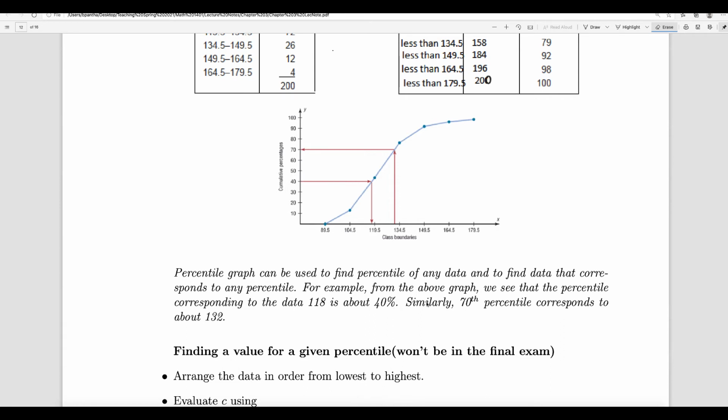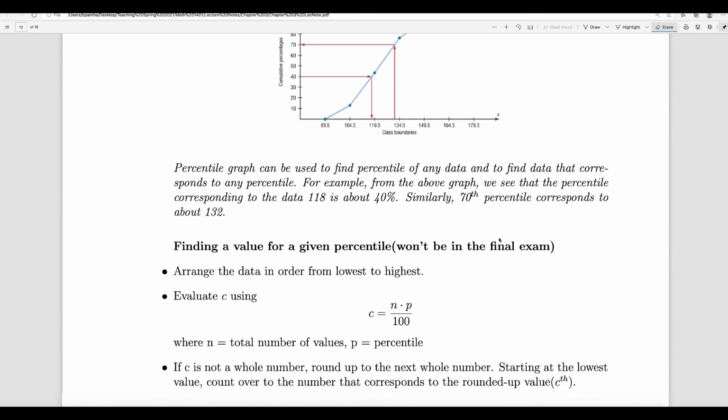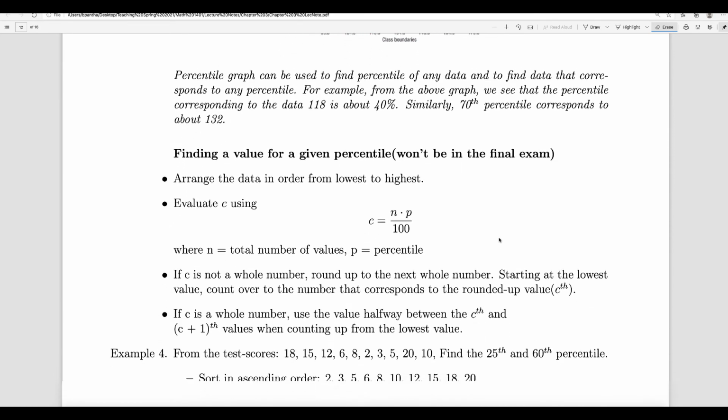You see that? Similarly, if you want to find out the 17th percentile, what data is the 17th percentile? You go horizontally and then go down. That is 132, 133, like that. So if you have a percentile graph, then you can find out the percentile of any data point, or the data point corresponding to any percentile. That's how you do it. Okay.